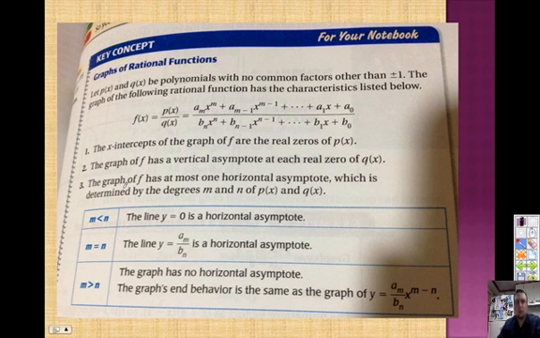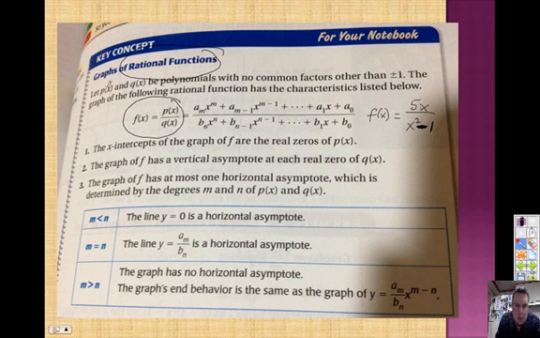Took this out of the book. Basically, here's the key right here. F of x equals p of x over q of x. Now, this looks like a lot of stuff and people don't understand, but here's what we're looking at. The function equals some polynomial, like 5x, over some other polynomial. Let's say x squared minus 1, it'll be easier. This is my rational function. Why rational? Because it's a fraction.